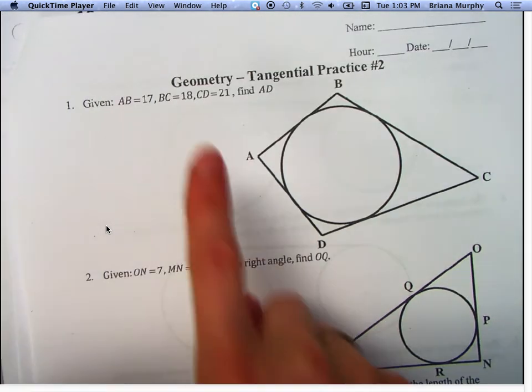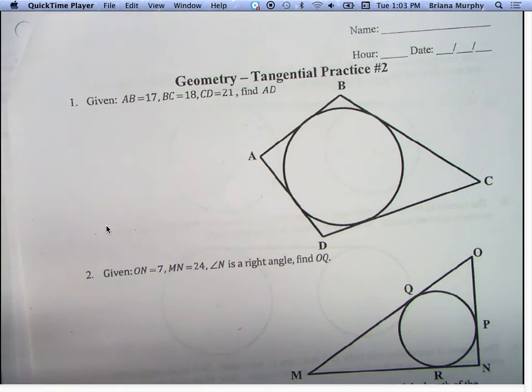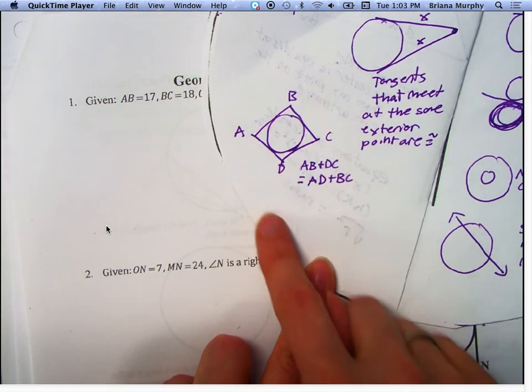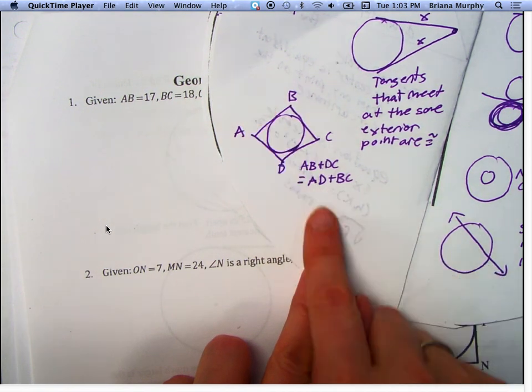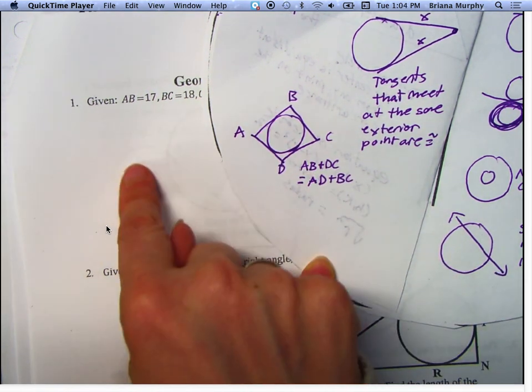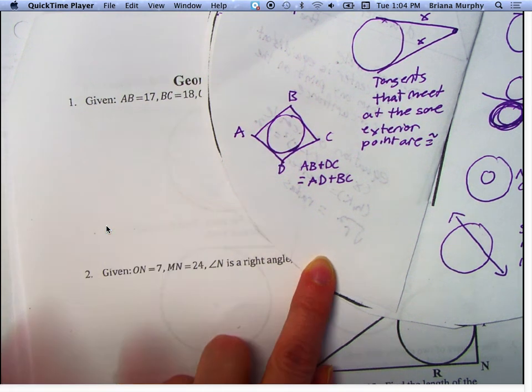Okay, number 1, I just want to point out that right here in your circle book that we did, you have AB plus DC equals AD plus BC. You're going to use that for number 1. That's my only hint. I'm going to let you do number 1 on your own.